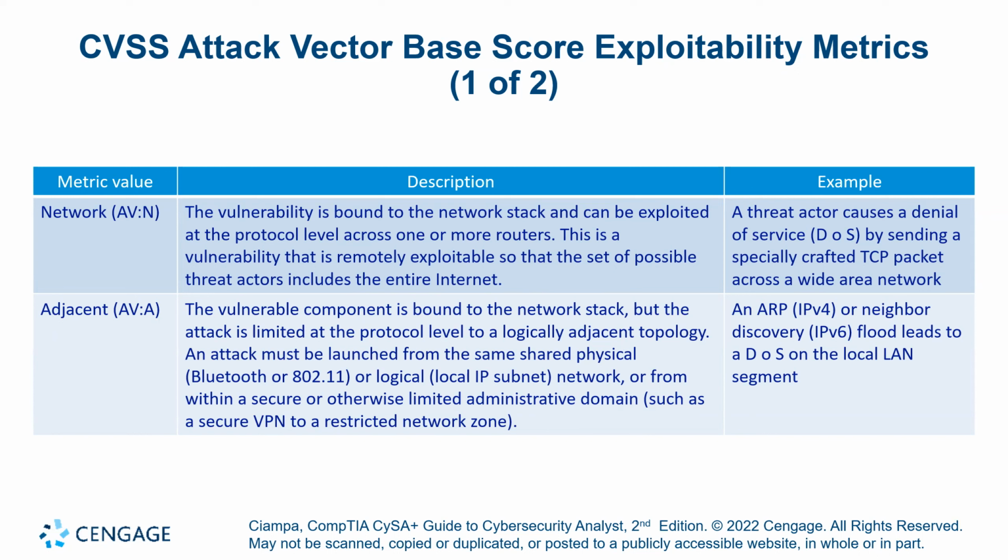area network. Adjacent: the vulnerable component is bound to the network stack, but the attack is limited at the protocol level to a logically adjacent topology. An attack must be launched from the same shared physical, Bluetooth, or logical, like a local IP subnet network, or from within a secure or otherwise limited administrative domain, such as a secure VPN or restricted network zone. An ARP or neighbor discovery flood leads to a DoS on the local LAN segment.